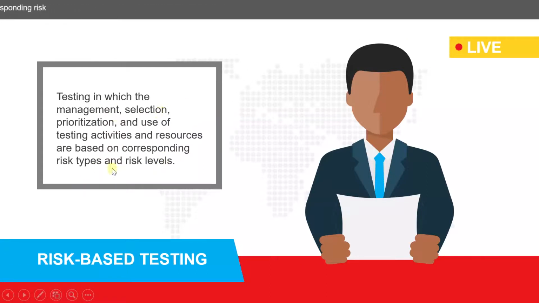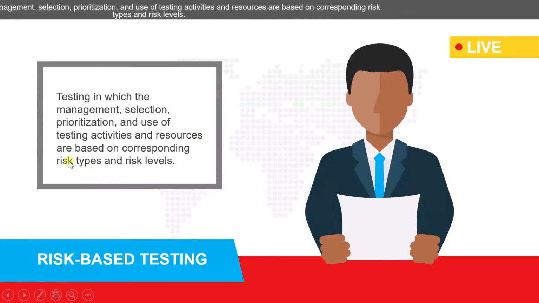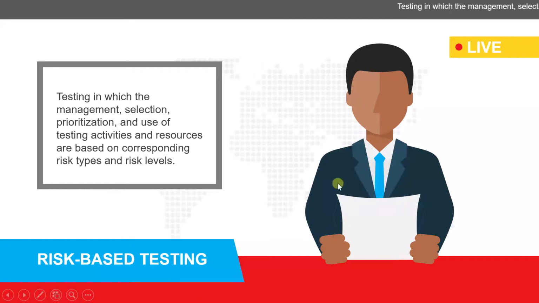Whatever selection we do is also based on risk type and risk level. The priority which we decide is also based on risk type and risk level. So whatever we do, the main focus is on the risk type and risk level, and that type of testing is called risk-based testing. So these were the definitions with respect to risk which I have covered here.